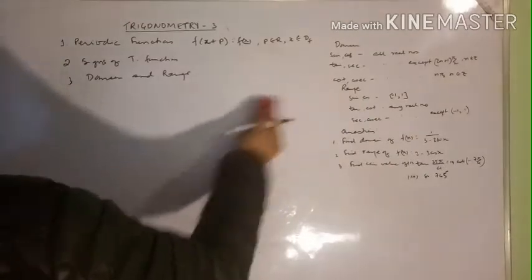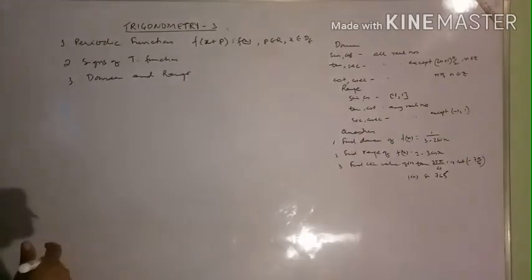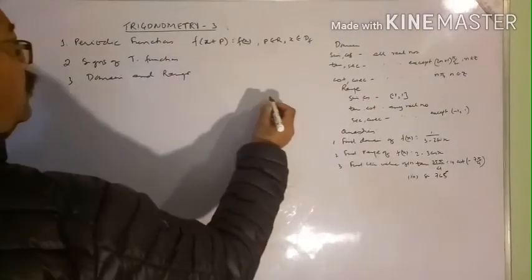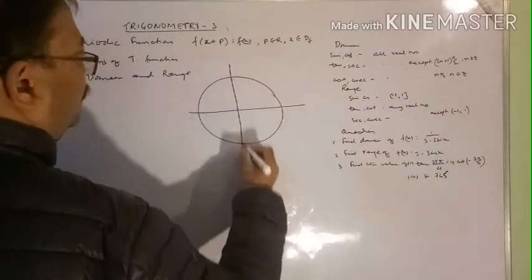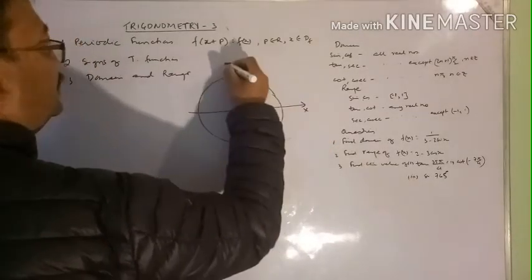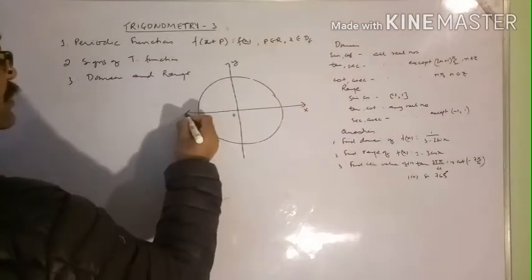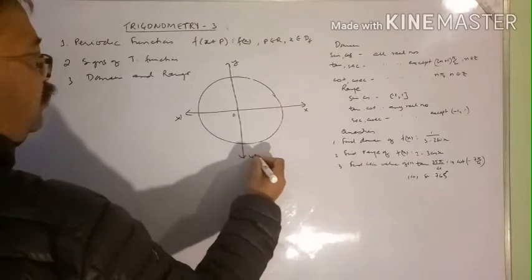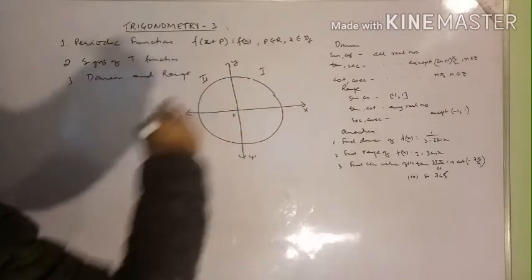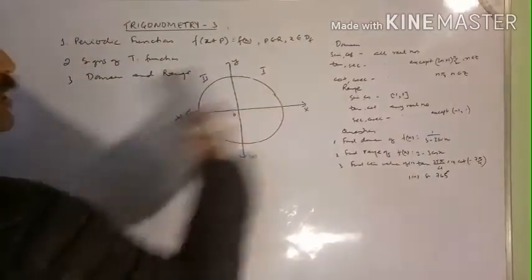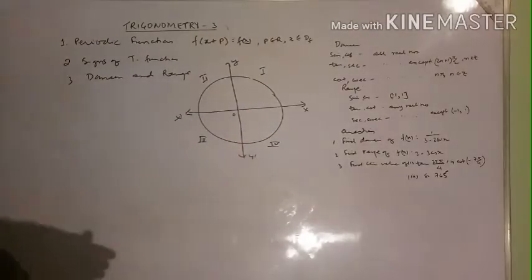So remember that. Now another important thing is the signs of trigonometric functions. Here take the origin, this is the x-axis, this is the y-axis. Okay, the circle is divided into 4 quadrants here, this is x dash and this is y dash. This quadrant is called the first quadrant, this is called the second quadrant. We go anti-clockwise starting with OX. This is the initial line. This quadrant is called the third quadrant and this quadrant is called the fourth quadrant.